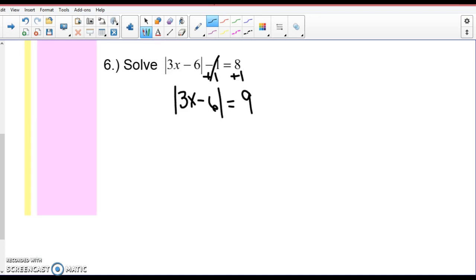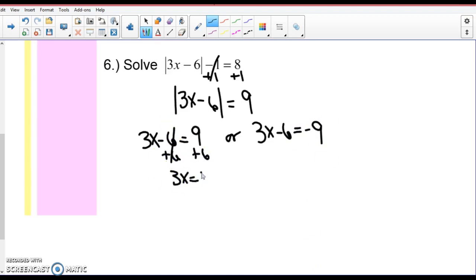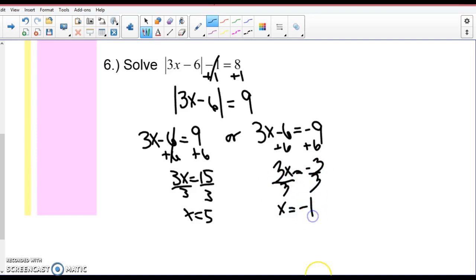All right. Who can tell me what the 2 equations will be that I need to solve here? Thomas. Or, correct. Let's solve this. Add 6 to both sides. 3x is 15. Divide by 3. X is 5. Over here. Add 6 to both sides. 3x is negative 3. Divide both sides by 3. X is negative 1. So my 2 answers are negative 1 and 5.